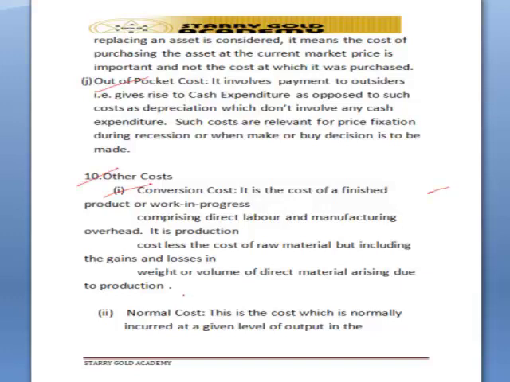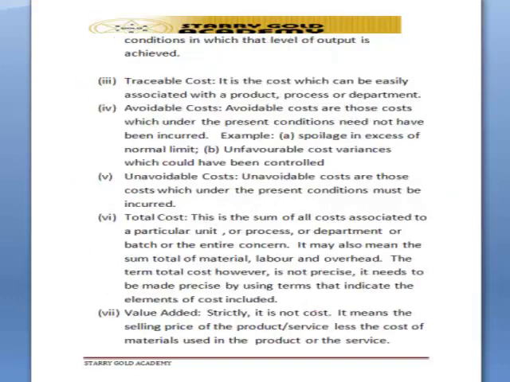Another form of cost is what we call normal cost. Normal cost is the cost normally incurred at a given level of output, in the conditions in which that level of output is achieved. Then we also have what we call traceable cost. It is the cost which can be easily associated with a product. Remember, we have cost classification based on association with a product or department. We call it traceable cost.